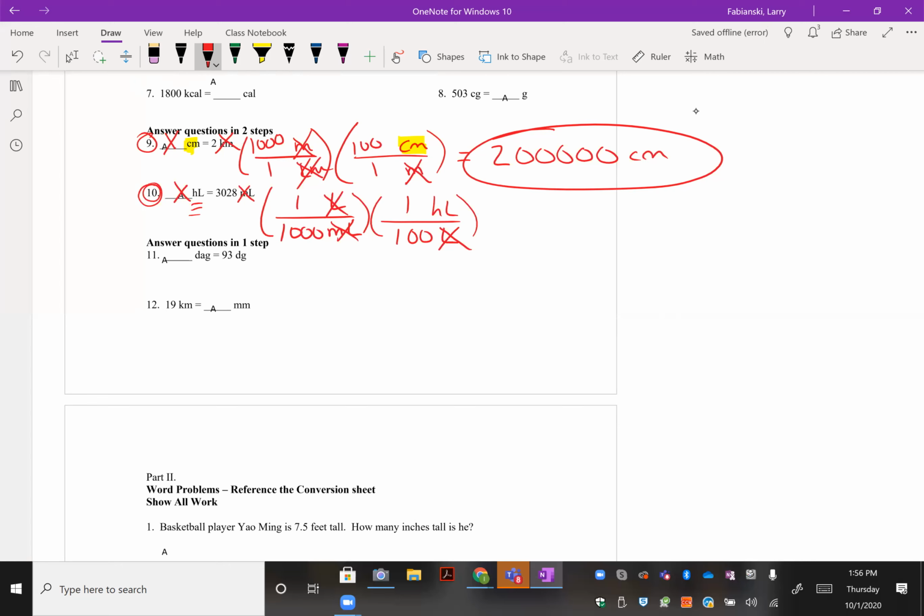Everything on the bottom is divided by 1,000, divided by 100. In doing this, we get 0.03028 hectoliters. And that is our answer.